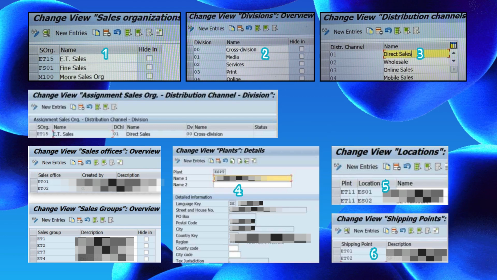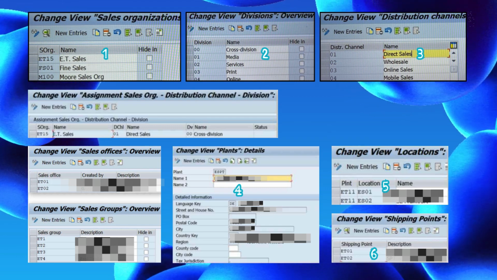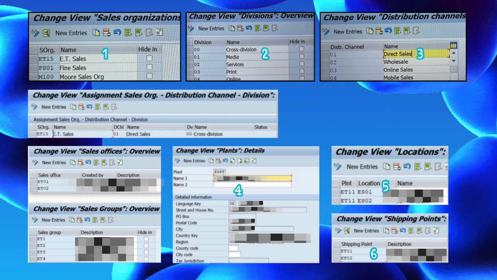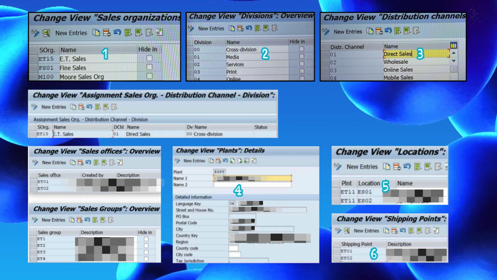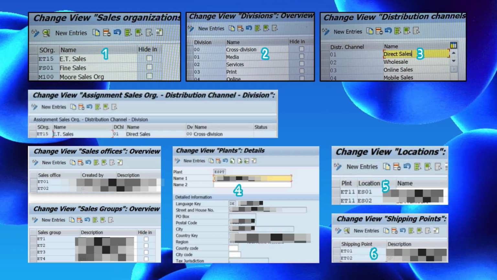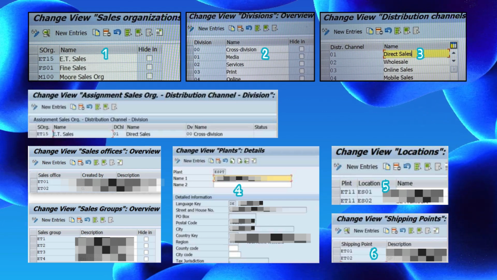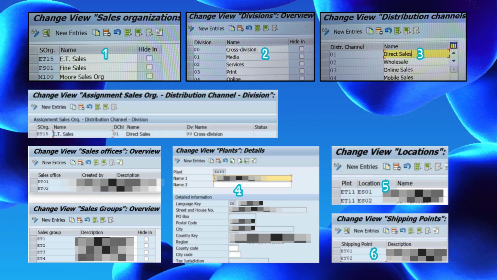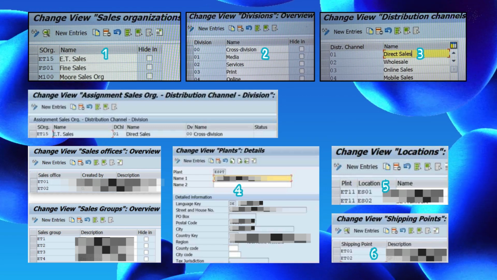To use the sales module in SAP, there must be at least one defined sales area in the system. This means, implicitly, that there must be at least one sales organization, one distribution channel, and one division. You cannot create a sales document or enter a customer master record in SD without a sales area.